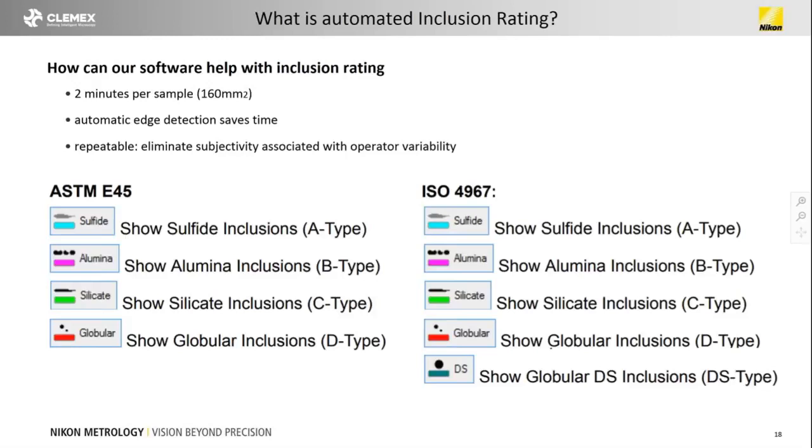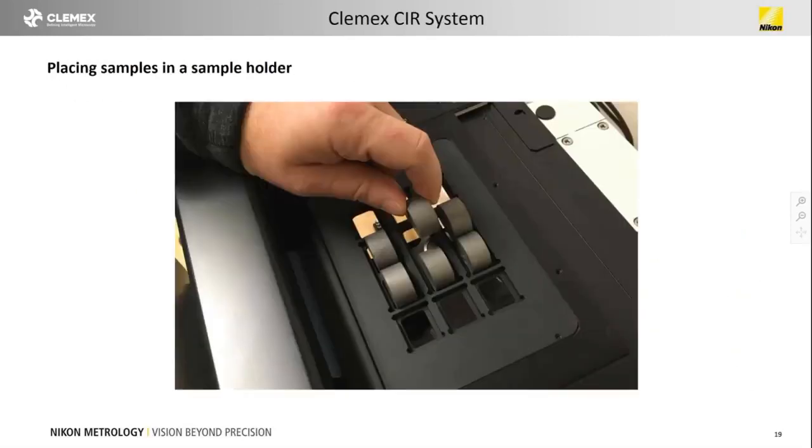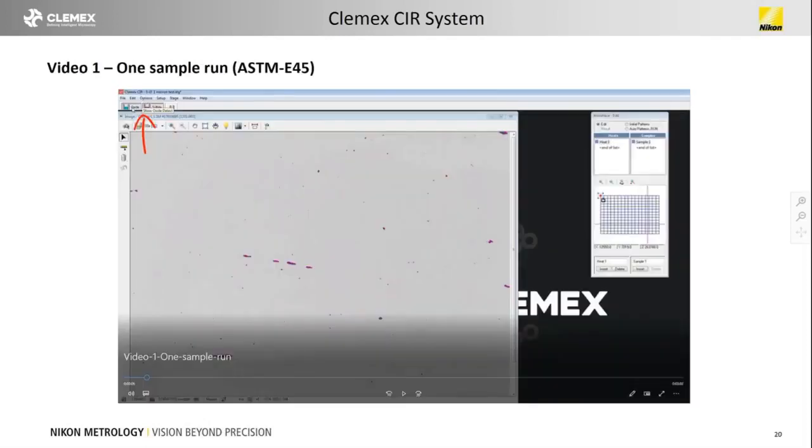So we will be looking today at two types of standards. We have the ASTM E45 standard and the ISO 4967 standard. The ASTM E45 standard has 4 types of inclusions: the sulfide, the alumina, the silicate, and the globular. And ISO has the same plus the globular DS inclusion. Before we start the Clemex CIR system, we need to place the polished sample in a sample holder. We will now look at the first video, which will demonstrate one sample run on ASTM E45.